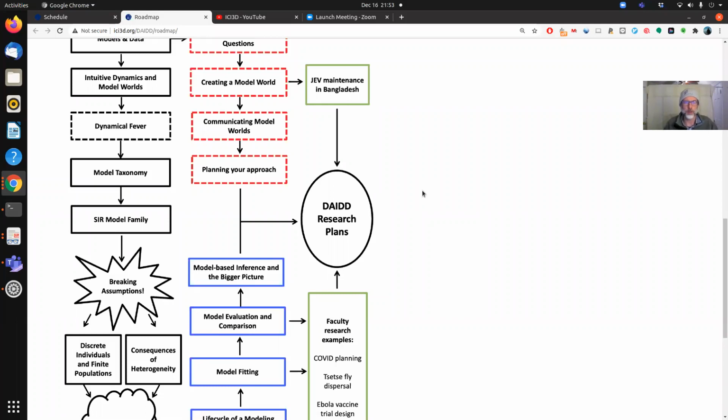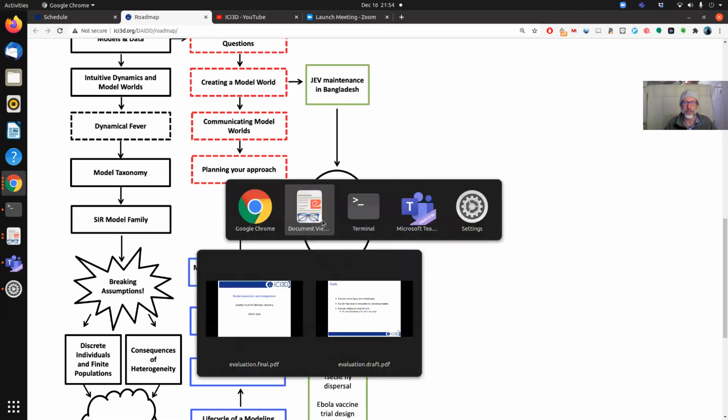Greetings. So in your last individual session, you heard Jim talking about some of the basic ideas of model fitting. You've spent much of the previous day talking about model worlds and your research questions. And we're going to continue moving towards bringing these together. I'm going to talk a little bit more than Jim said about how we evaluate models. And we're moving towards bringing these ideas together for your final DAIDD research plans.